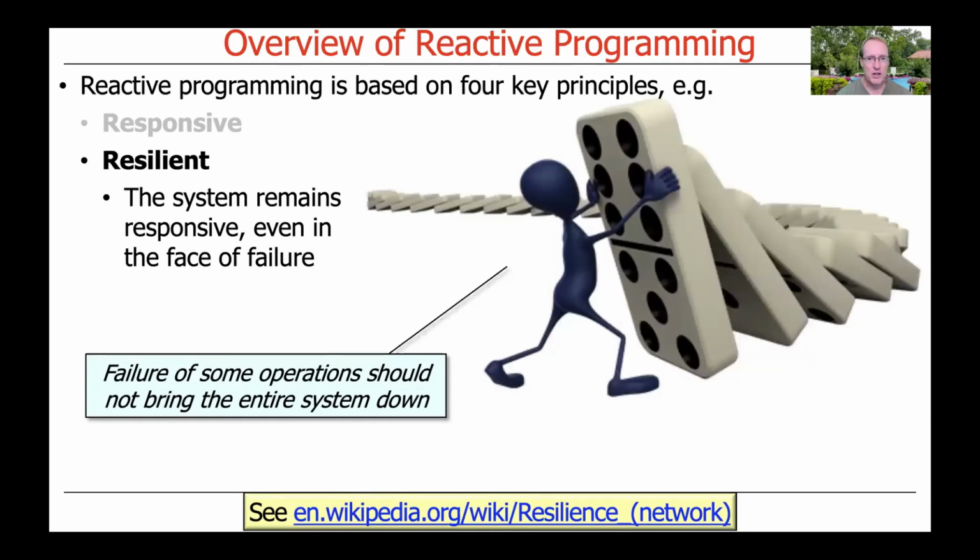Another important principle of reactive programming is resilient. What that means is that the system should remain responsive and operational even in the face of partial failure. In particular, failure of some operations or some processing should not cause the entire system or the entire program to come crashing down. That's also very important if you want to build systems intended to be highly reliable, the so-called five nines reliability, where you want to have very little downtime over long periods of time.